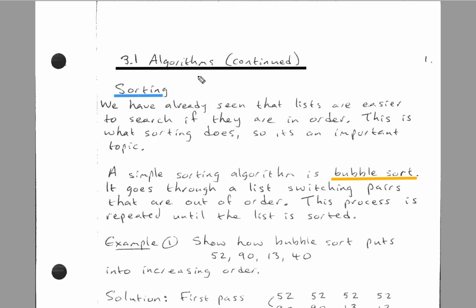Let's continue with this section on algorithms. So remember, an algorithm just gives precise instructions for performing a computation or a task. So the next task is sorting. We've already seen that lists are easier to search if they've been sorted, if they're in order. Alright, so this is an important topic.